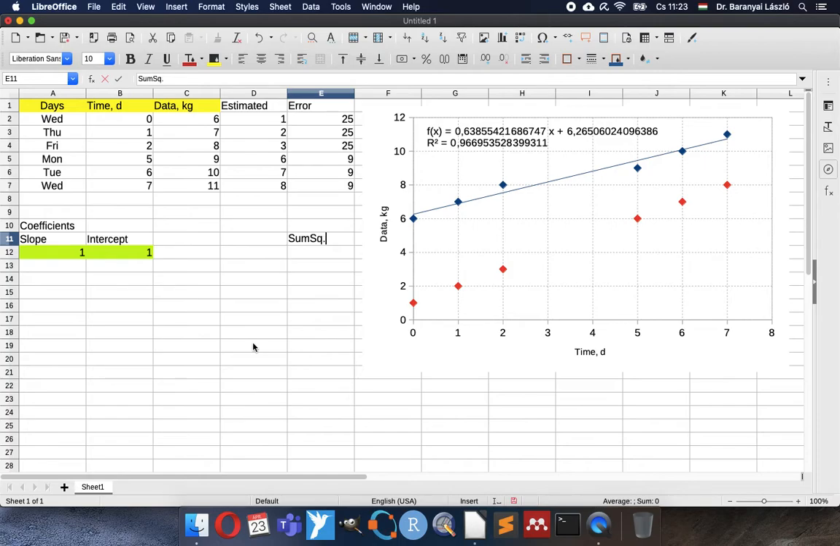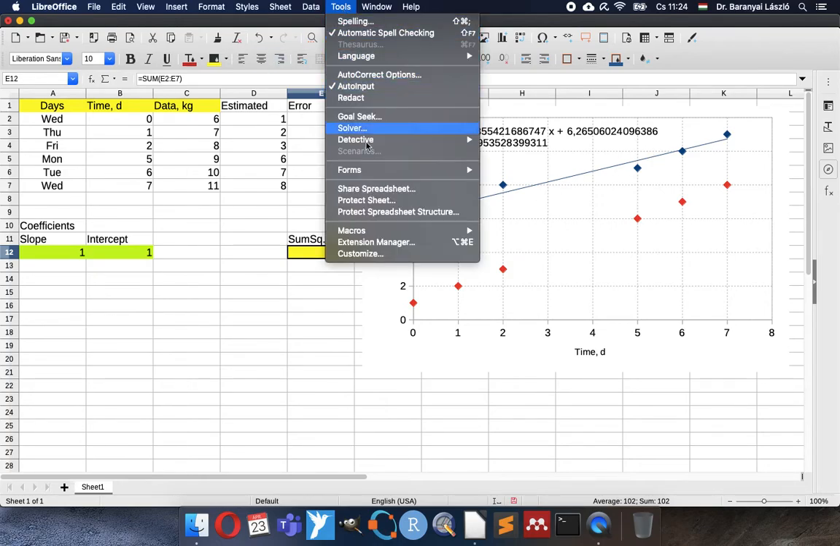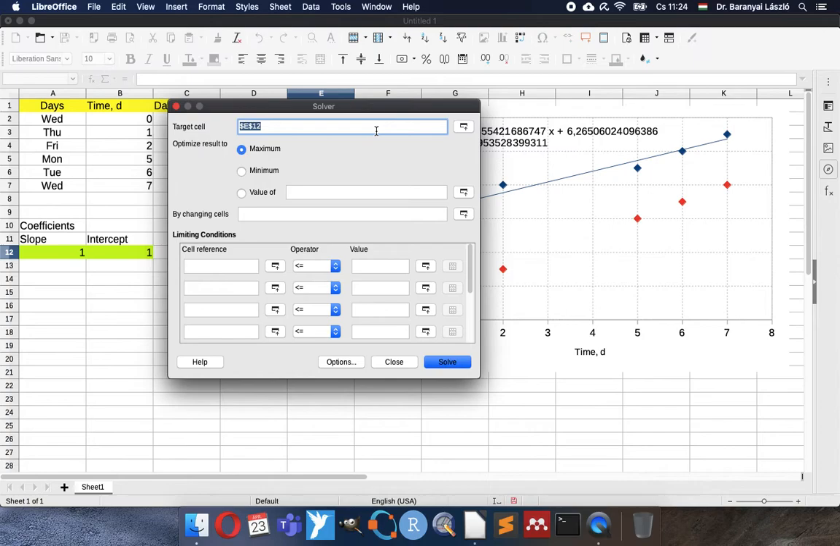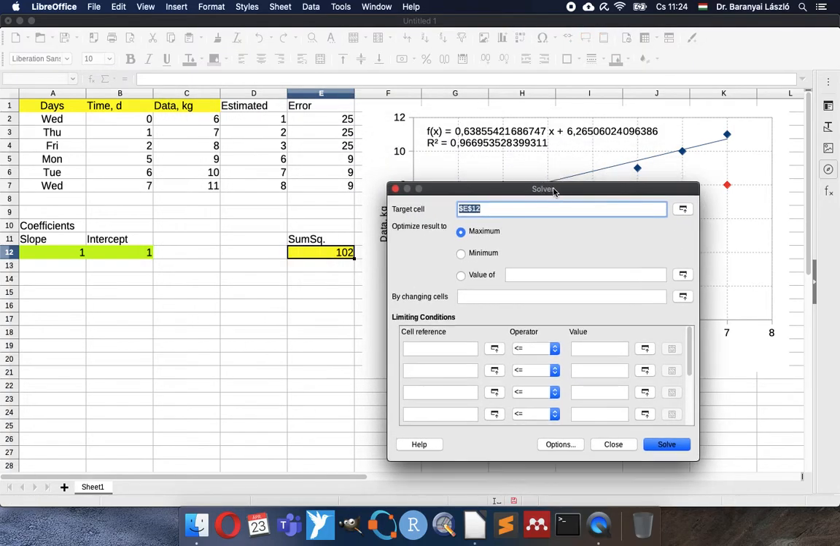The sum of squares we will calculate. This will be the one key value we want to adjust to minimum. So right now we can use the solver to try to fit these red estimated points to the trend line. I will start the solver function of the software, and here we have to adjust three things.